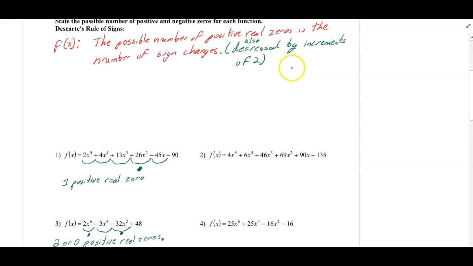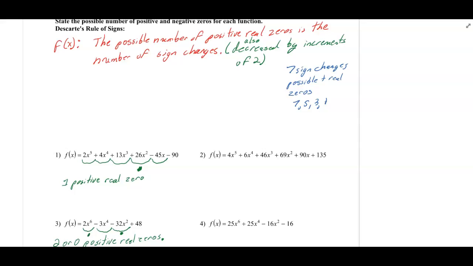Suppose there were 7 sign changes, then the number of possible positive real zeros would be 7, 5, 3, or 1. Clearly we can't go into the negatives. If there were 8 sign changes, it would be 8, 6, 4, 2, or 0. So we can go down to 0.